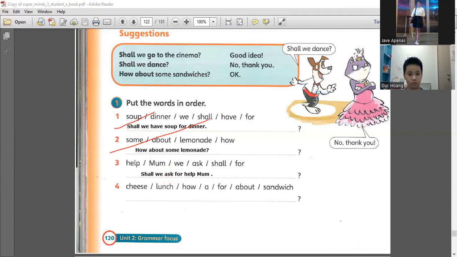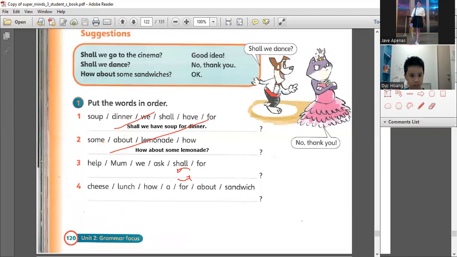Okay, shall we ask for help, mom? Okay, you almost got it. But the thing is, you need to say, shall we ask? Okay, shall we ask mom for help? So you just need to interchange them. Help should be here. So, yes, how are you going to say it? This is how you're going to read this.